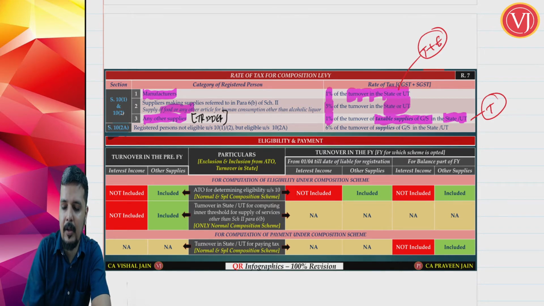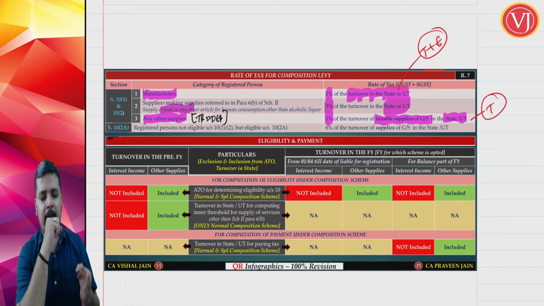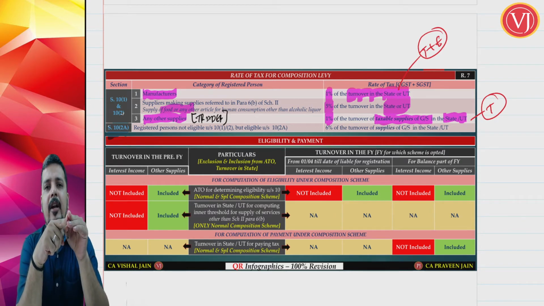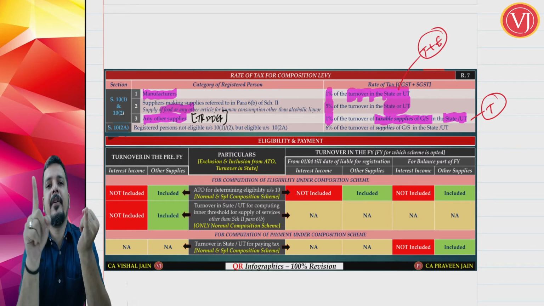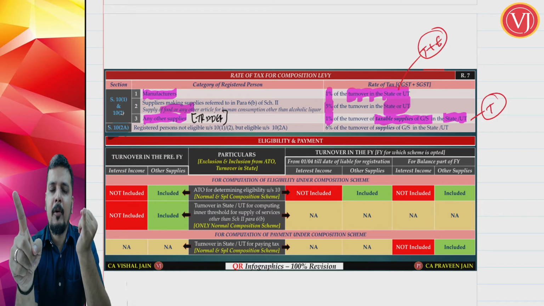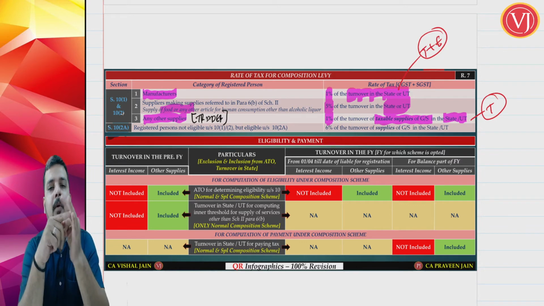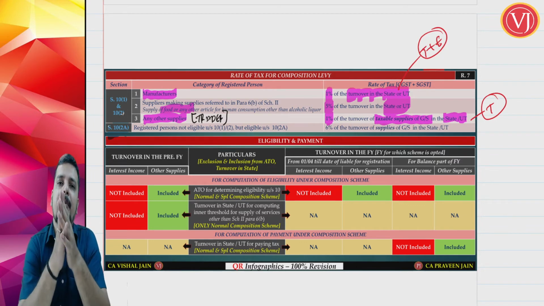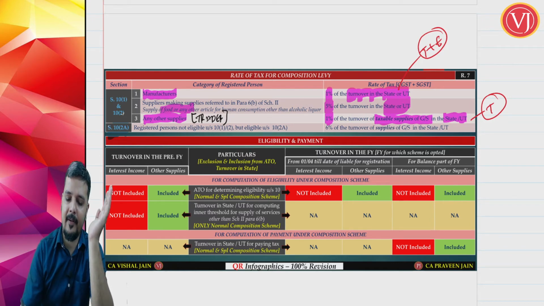5% of state turnover. Friends, who can all be inside the normal composition scheme? It is basically a manufacturer of goods, a trader of goods, and restaurant and outdoor catering services. For a manufacturer of goods, it is 1% of both taxable as well as exempt supplies of state turnover. For a trader, it is 1% only of the taxable portion of state turnover. For restaurant and outdoor catering, it is 5% of both taxable as well as exempt portion of state turnover.